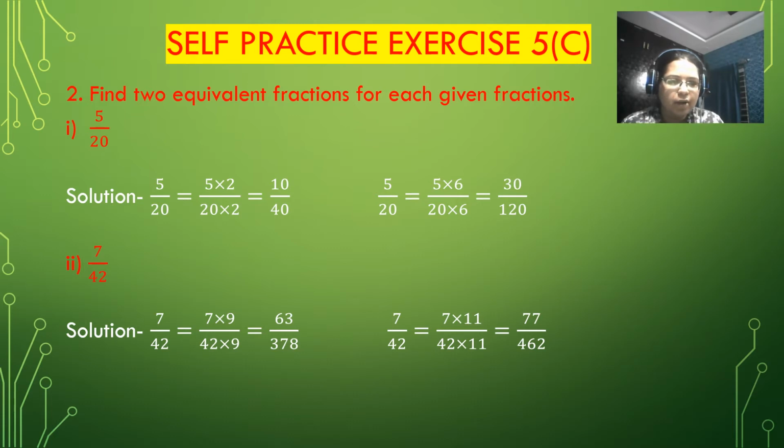Here we multiply number 2 in both numerator and denominator. So 5 multiplied with 2 is 10 and 20 multiplied with 2 is 40. So 10 by 40 is the equivalent fraction of 5 divided by 20. Now we multiply 6 in numerator and denominator. So 5 multiplied with 6 is 30 and 20 multiplied with 6 is 120. So 30 divided by 120 is the equivalent fraction of 5 divided by 20.